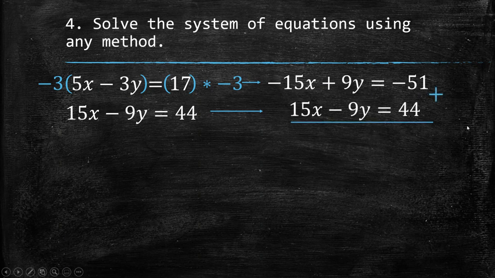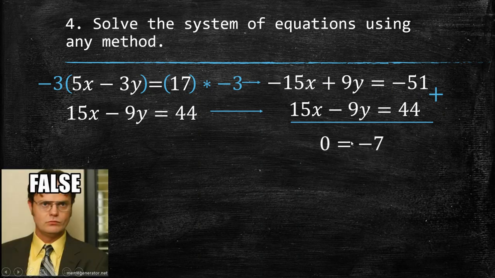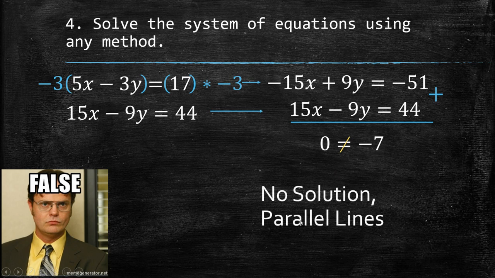And then when we add these equations together, our x's add out, and also the y's add out. So we're left with 0 on the left-hand side. And then on the right-hand side, we have negative 51 plus 44, which gives us negative 7. 0 does not equal negative 7. So the variables were gone, and we were left with a false statement. That means there is no solution and that these are parallel lines.